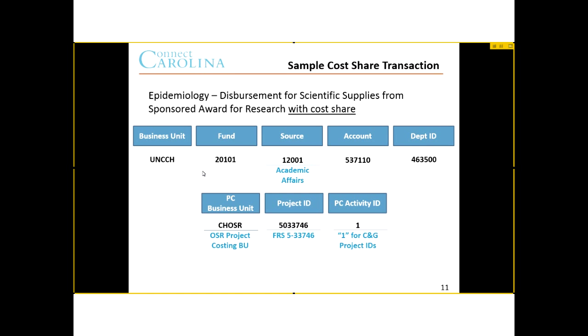This is a sample chart field string for cost share transaction. For cost share, you use a non-grants related fund and source. This tells both OSR and the system that it is a cost share transaction. And unfortunately, you cannot use speed charts for cost share transactions.